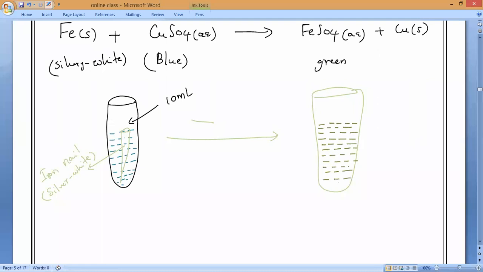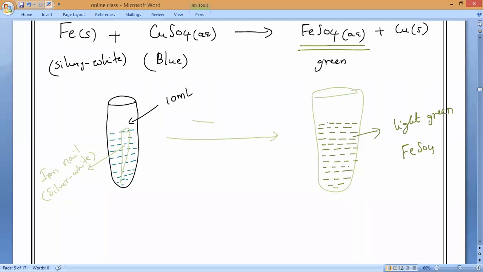See, it doesn't mean that the iron nail completely disappears. The iron nail will still be present, but the solution will turn into light green color. So light green color means what? What is the solution? Aqueous solution, ferrous sulfate. Understanding? So that is ferrous sulfate.